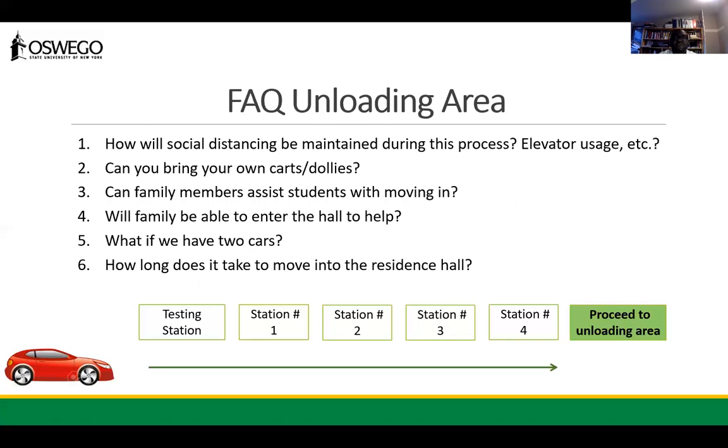So let's get into some frequently asked questions as it relates to the unloading of the car. How will social distancing be maintained? I talked a little bit about that in the beginning. For elevator usage, we've broken the elevators down where the move-in crew will be using the elevators, and we also have elevators designated for parents and students to use as well. What we've done is we've separated those elevators, and so one elevator will go to a particular floor. In buildings where there are only 3 or 4 floors, then that elevator will go up and down.